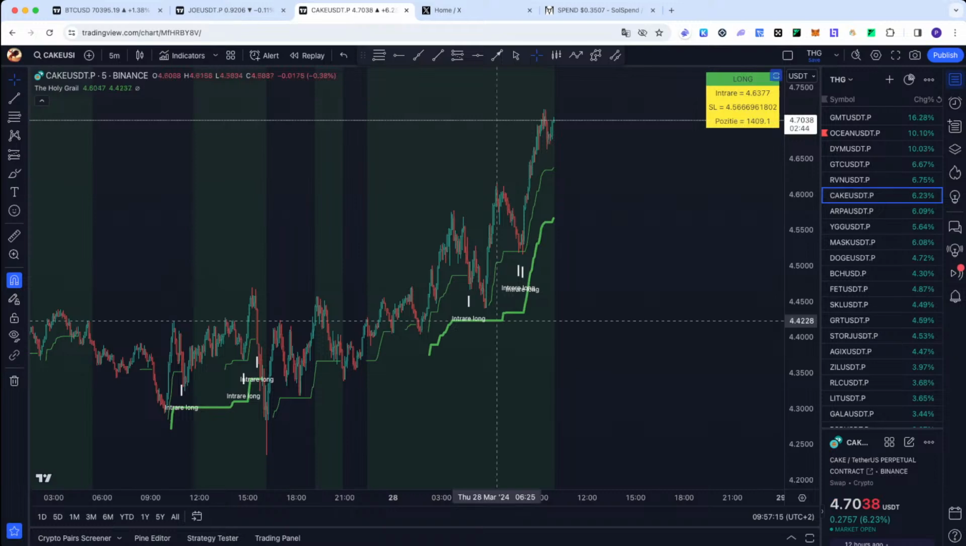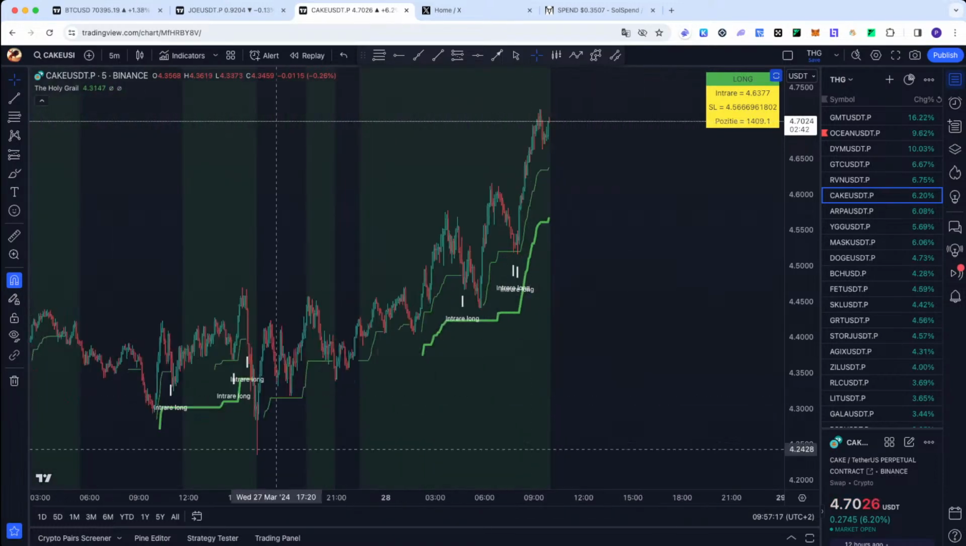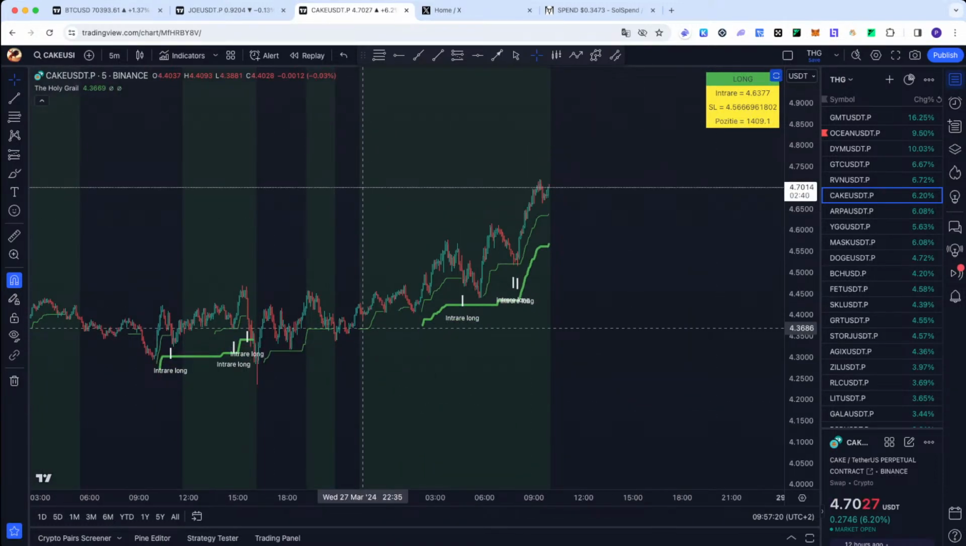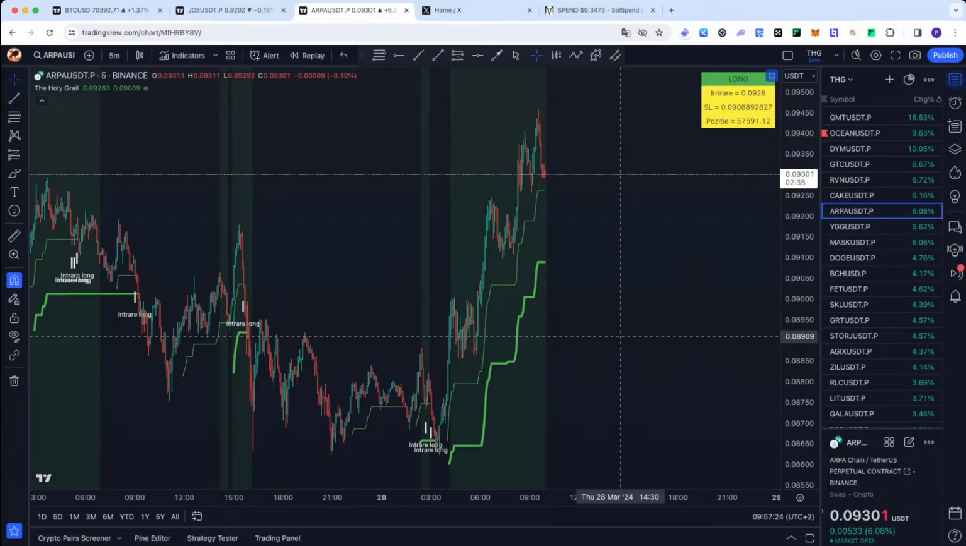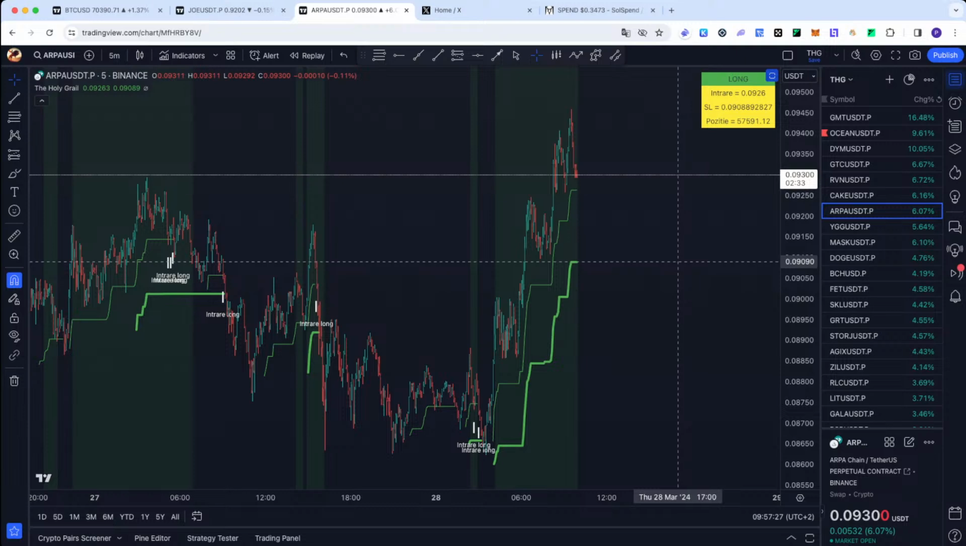Same here, same here. So you can see, if you see higher highs, higher lows, well, let's hop in with Holy Grail. It's that simple. ARPA, well, broke this high. Give you an entry, why not?